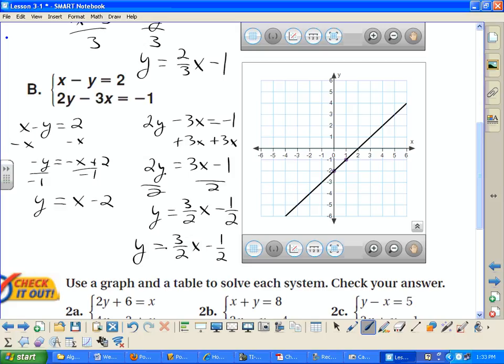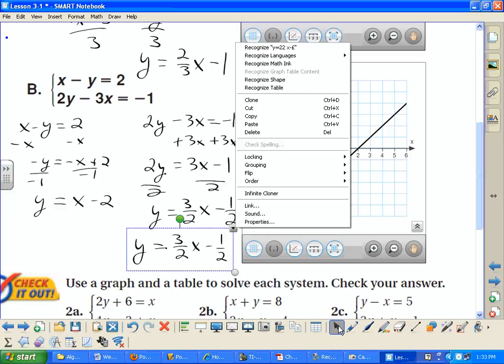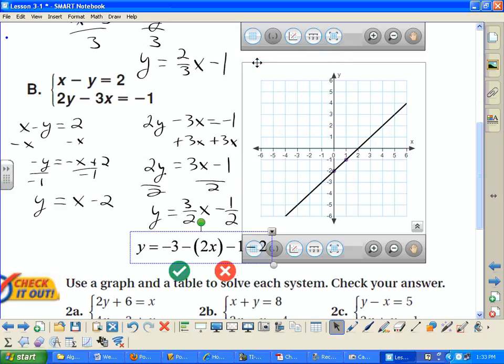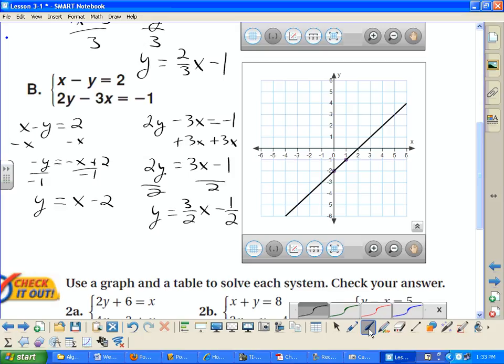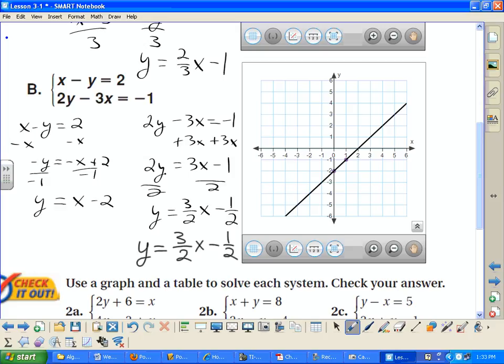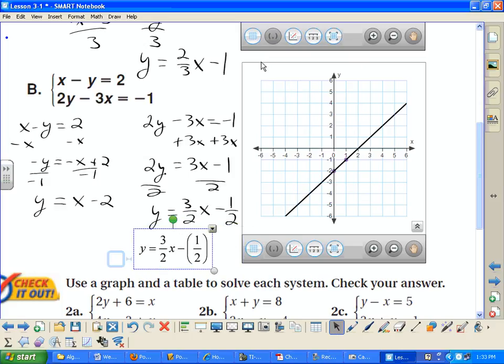I would draw it on here, but it's a lot harder. I don't have a ruler, so if I can get it to recognize, which it didn't, come on. If I can get it to recognize my work, then it's a whole lot easier. Oops, let's use this. Oh, there we go.